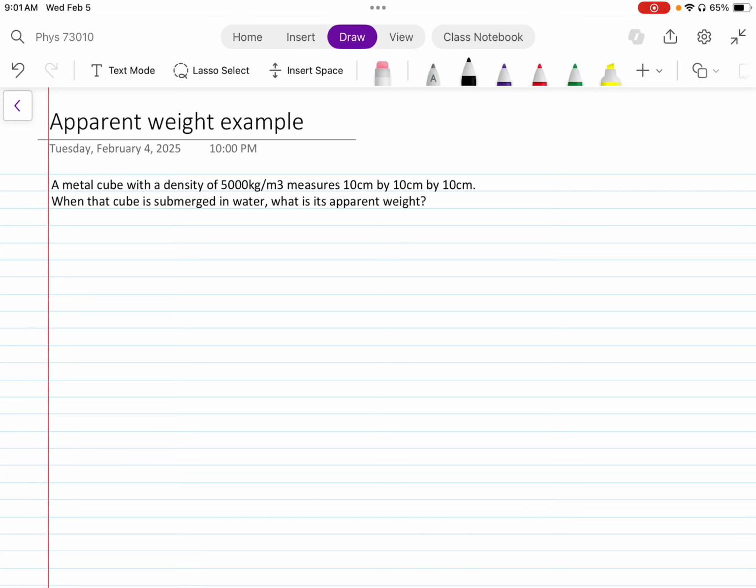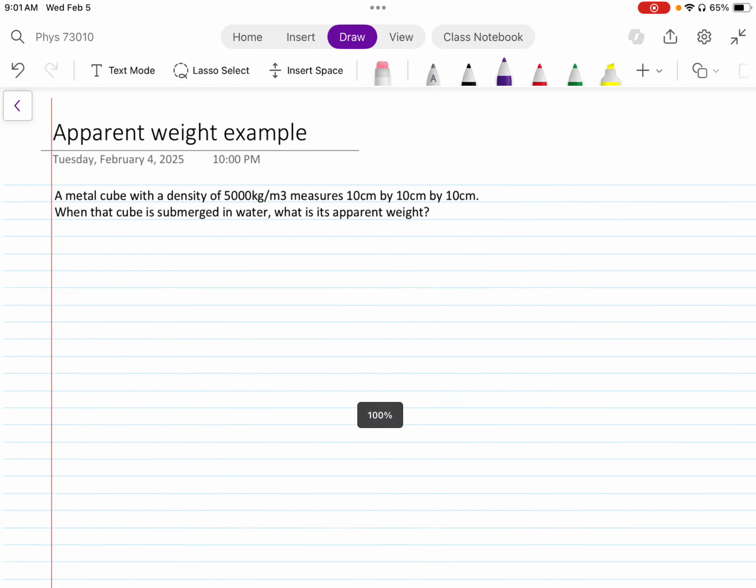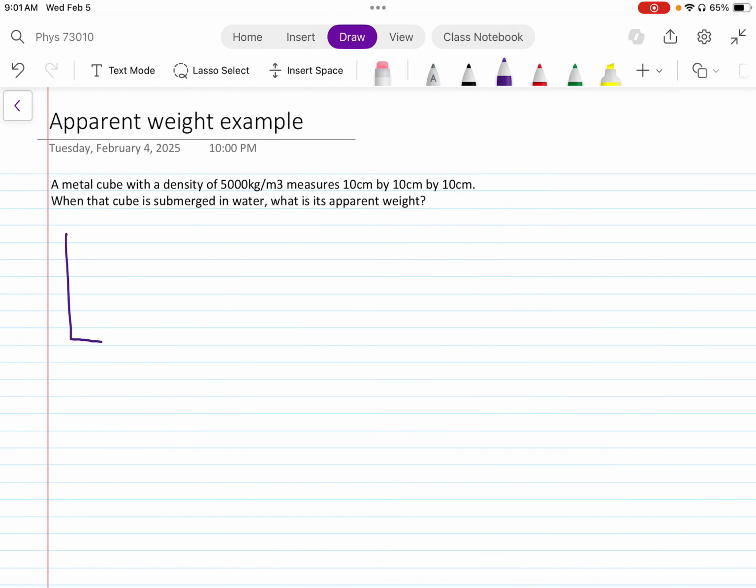Apparent weight is a tricky concept, so I'm going to do one more example just to talk you through it. Basically, apparent weight is what you get if you take a solid that's going to sink in water. Once it's in water, here, let's do a little picture. Once it's in the water, we still have gravity pulling down on it.